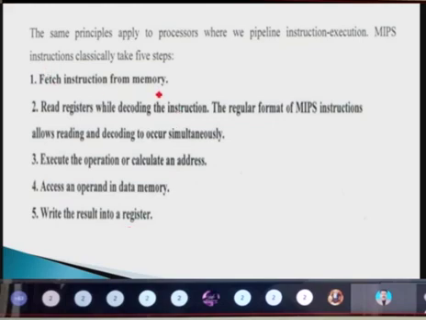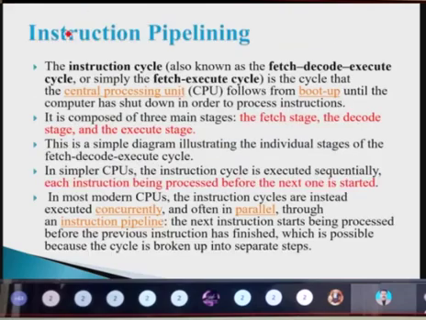So first, fetch instructions from memory, and then read the registers while decoding the instructions. The regular format of MIPS instructions allows reading and decoding to occur simultaneously. Then we execute the operations or calculate an address, then access an operand in data memory, and write the result into the register. So these are the steps we are doing here.